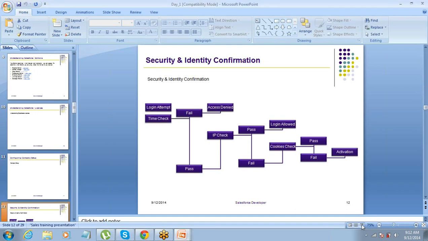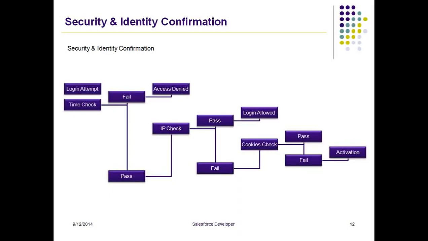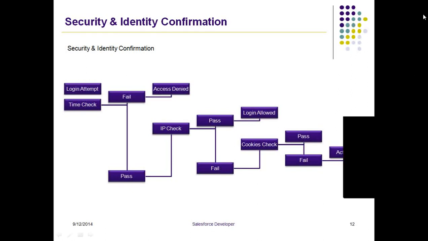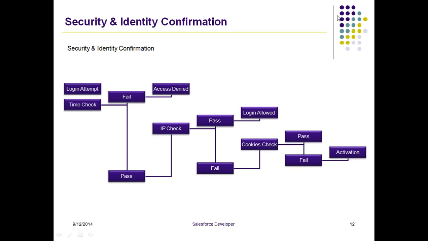Okay. So we have understood that part. Now the next thing that we are going to talk about is the security and identity confirmation. What is the security and identity confirmation? This talks about what Salesforce does when anyone tries to log in into Salesforce. When a person attempts to log in into Salesforce, what does Salesforce do? So say it does a simple security process. Okay. So what is that process? Someone does a login attempt.